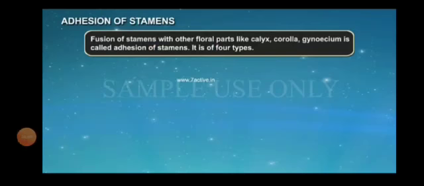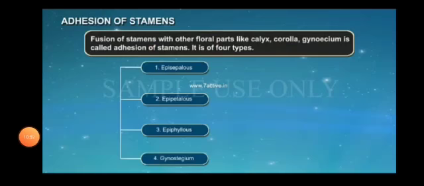Now children, we have done with the cohesion of stamen. Now we are seeing adhesion of stamens. So what is adhesion of stamen? Fusion of stamens with other floral parts like calyx, corolla, gynoecium is called adhesion of stamens. So it is of following 4 types. Let's see its 4 types. So the 4 types are episepalous, epipetalous, epiphyllous and gynostegium. That means in these 4 types, first we will see in the sepal, which is a unit of calyx.